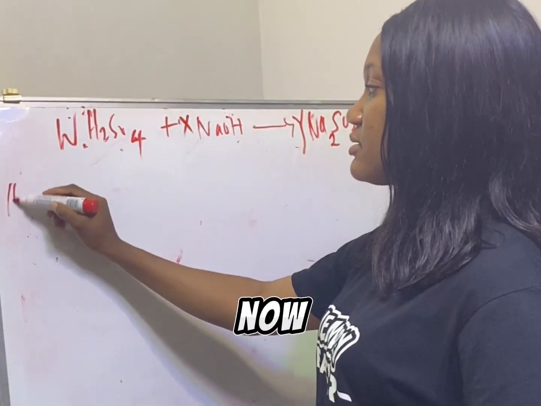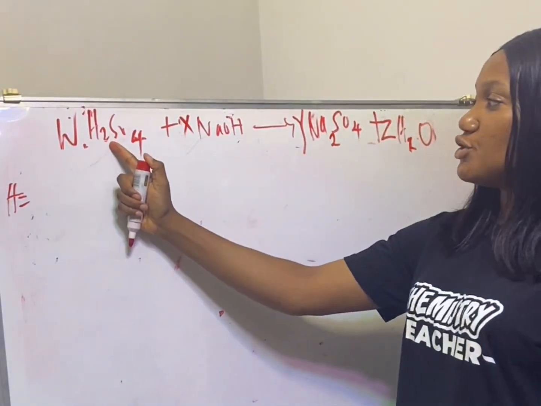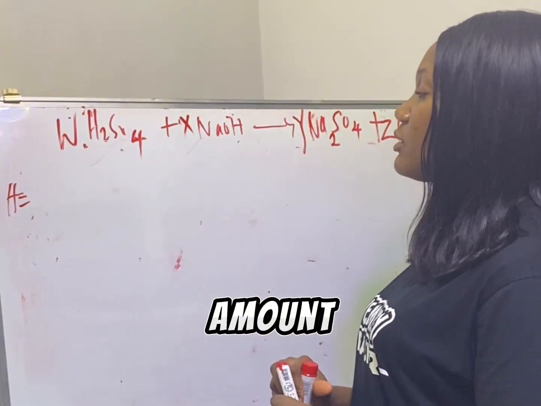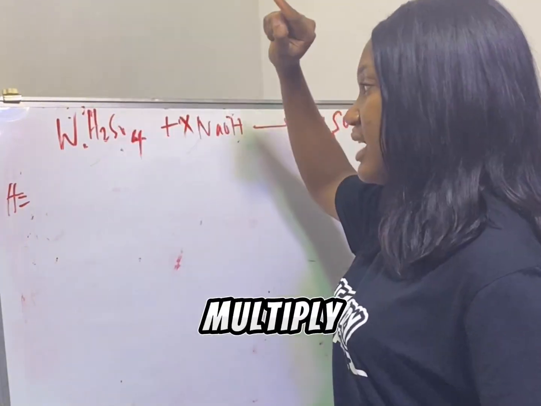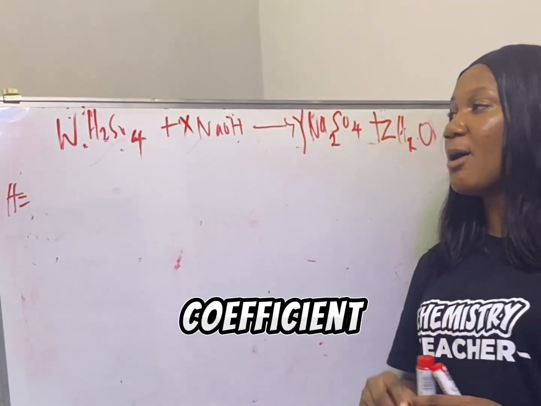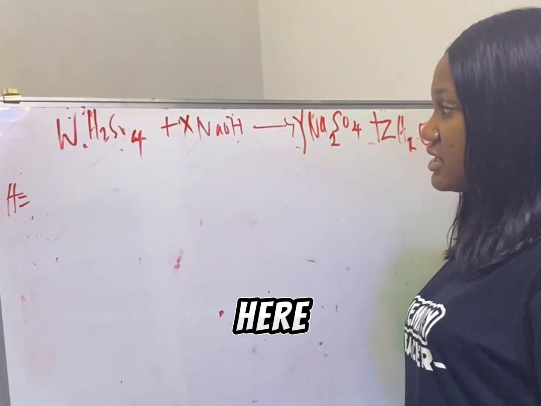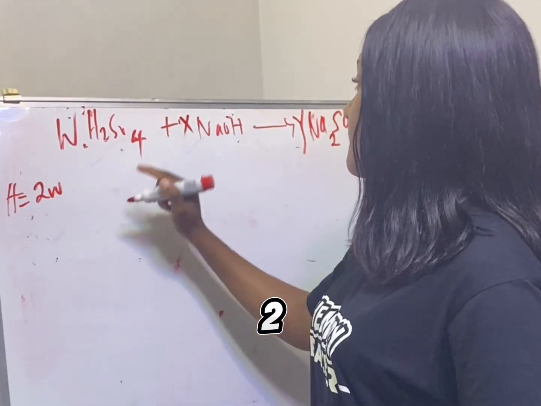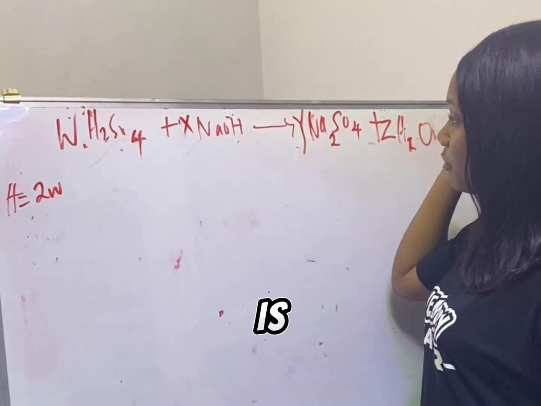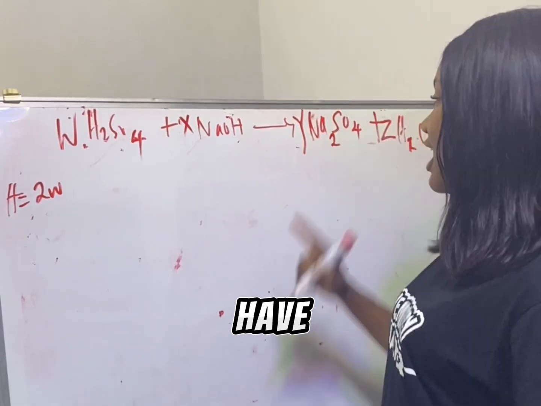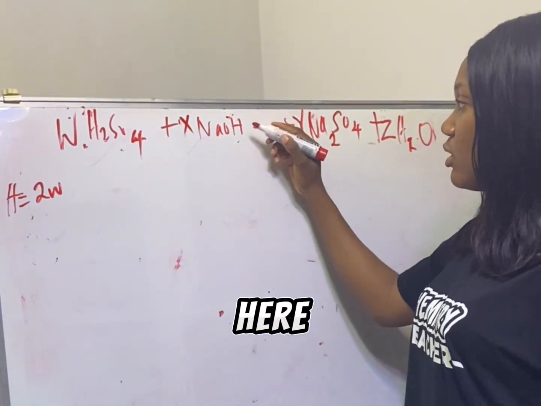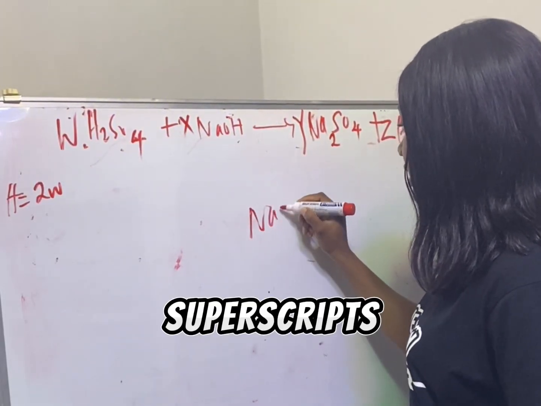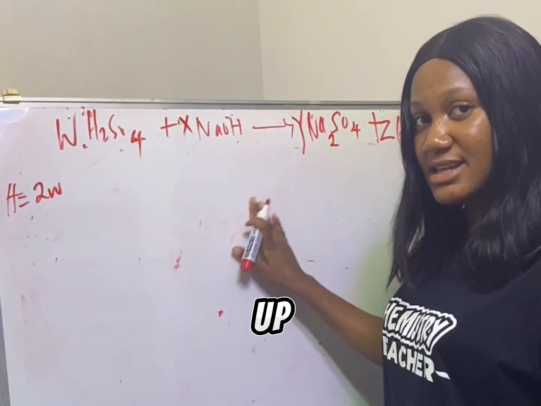Now for hydrogen, remember that to find the total amount of an element, you multiply the subscript of that element times the coefficient in front of the whole compound. So here I have my coefficient W. W times 2, I'm going to have 2W. Hydrogen is not done in the product. I still have hydrogen here, and the subscript is 1. Subscripts are those numbers you find down here. Superscripts are those numbers you find up. Hope you get that, right?